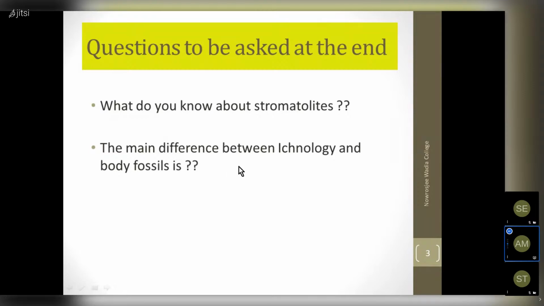Okay, here are some questions to be asked. You might want to consider them at the end of the presentation. We'll be answering them within our presentation. What do you know about stromatolites, and what is the main difference between ichnology and body fossils?